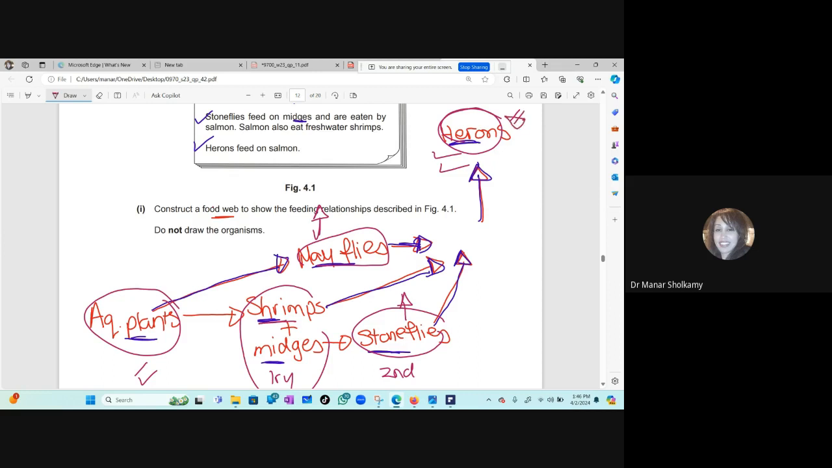Now, what about the herons? Will they find food? They will decrease. Yes, they can become extinct because there is no food. So this is going to affect the herons. They will decrease. There will be no food. And the other organisms, they will increase.